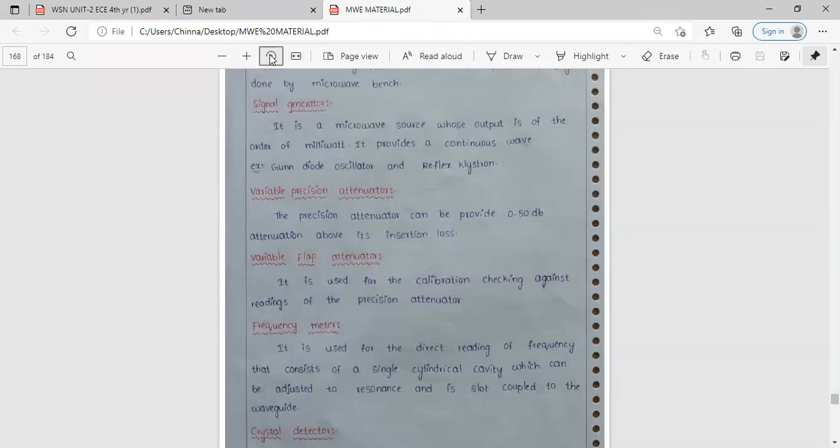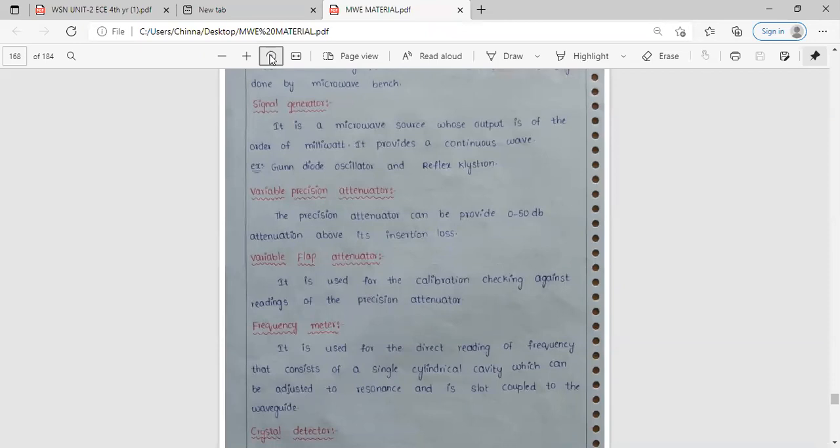In the bench setup, whatever microwave signal we want to generate, we follow the bench setup. The first component is the signal generator, after the microwave power supply, and the signal is given to the signal generator. It is a microwave source whose output is in the order of milliwatts, and it is always a continuous wave. The best example is the reflex klystron or a Gunn diode oscillator.